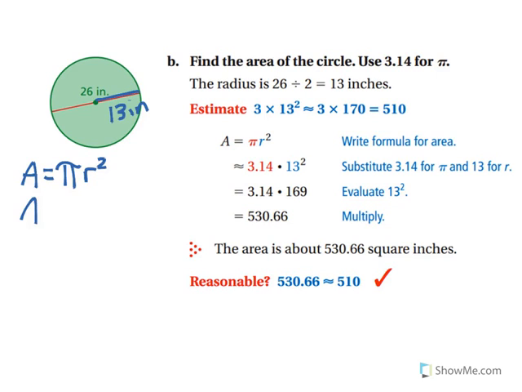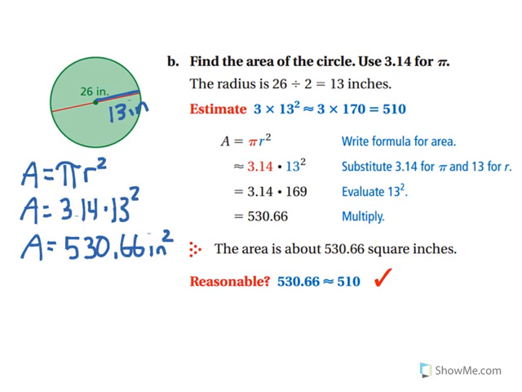And we plug in what we know. So area equals 3.14 times 13 squared. And then we multiply this out, and we get, with the calculator, 530.66. It's inches squared. I want you to notice in both of these examples, they've given an estimate.